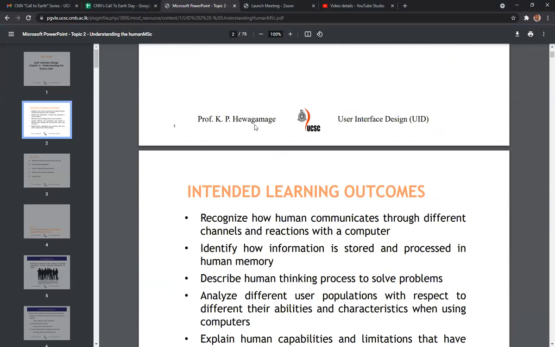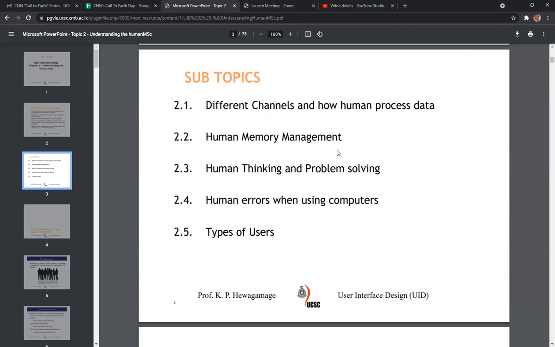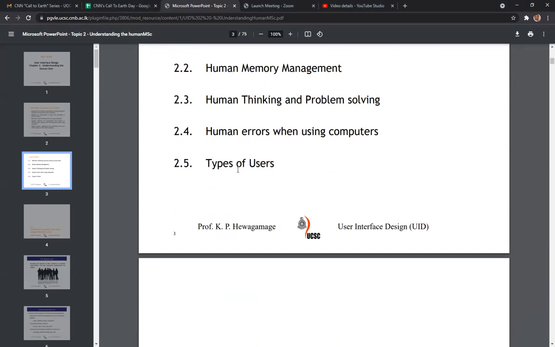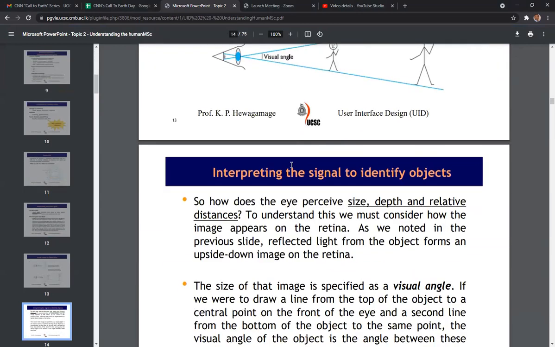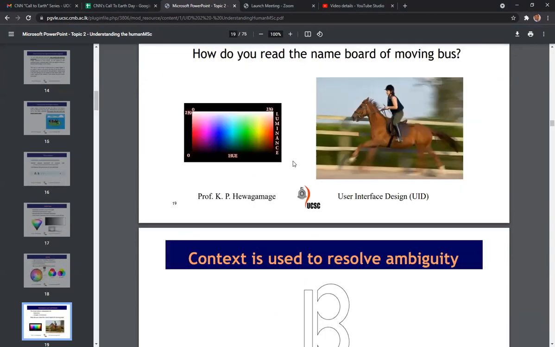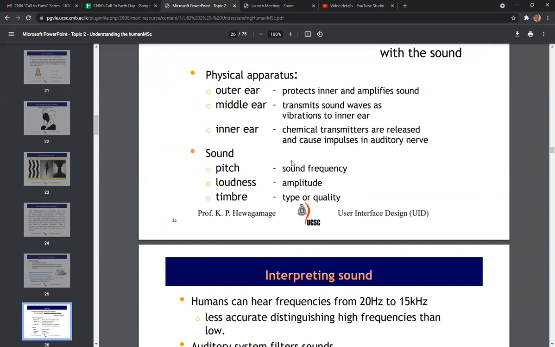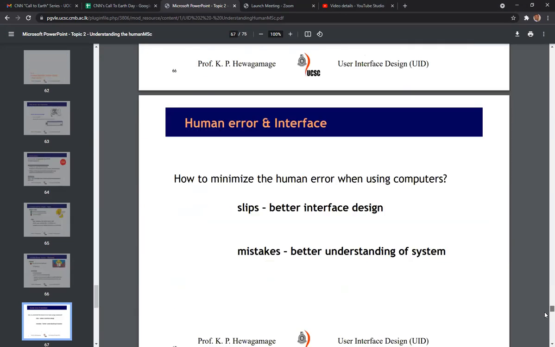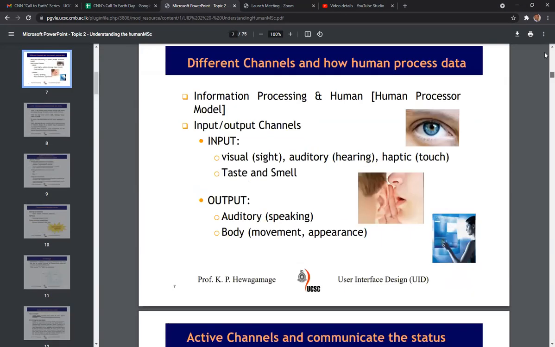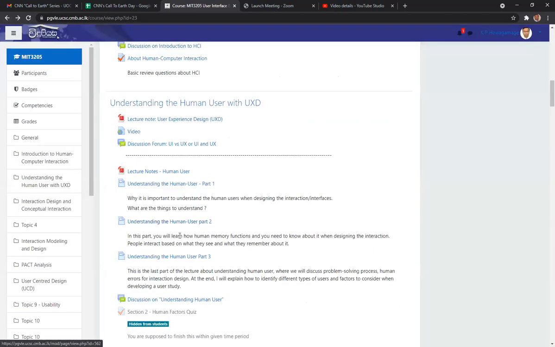So we talk about different channels, memory management, human thinking and problem solving, human errors, and types of users when using computers. So in a brief way, have a quick look at those things. I'm sorry, my slides are usually very lengthy, and when I start talking, I talk a lot. So sometimes you may feel it's too much, but of course these things are very interesting. You can just glance at it, or if you have time, you can watch. I have recorded things.